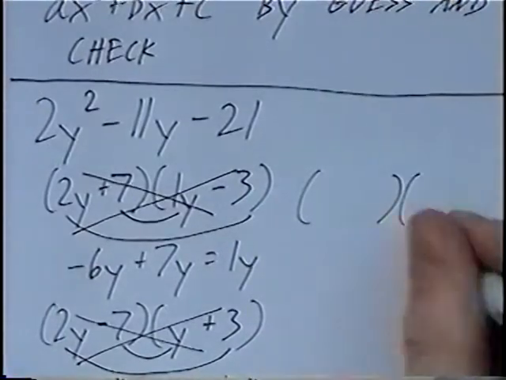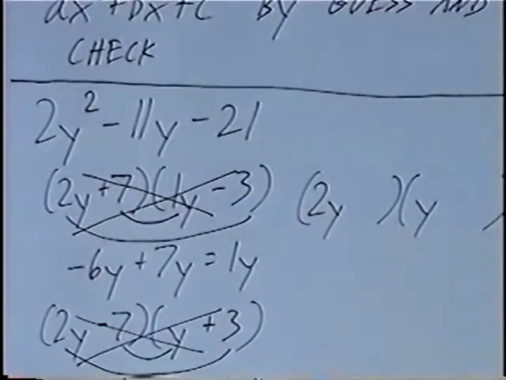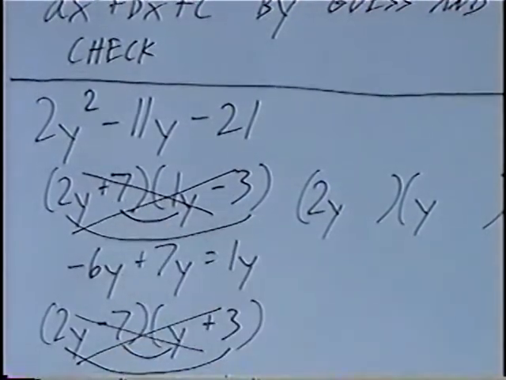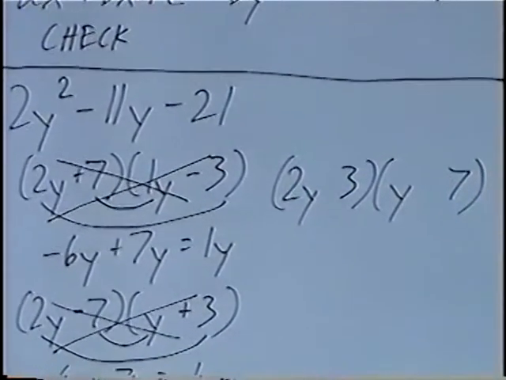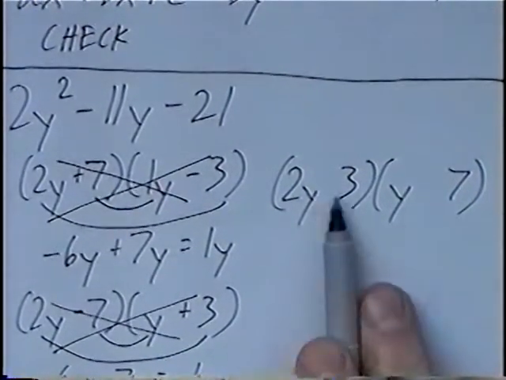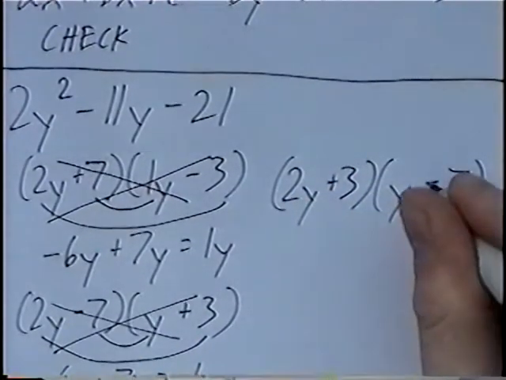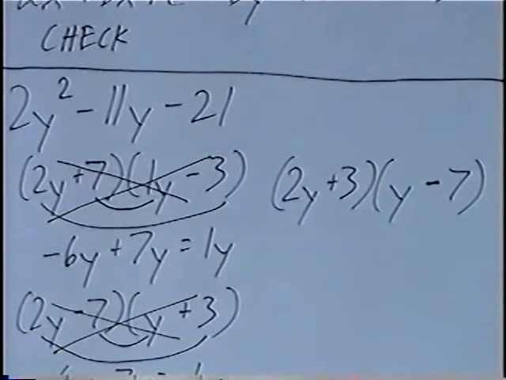Another parentheses that we could try. 2y and y will stay the same. But this time we can switch the 3 and 7 around. We can have 3 first and 7 second. And again, one has to be positive and one has to be negative. We can check the positive 3 and negative 7 first. If that doesn't work, then we can switch the signs around.